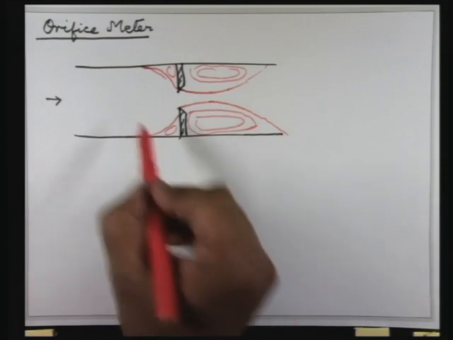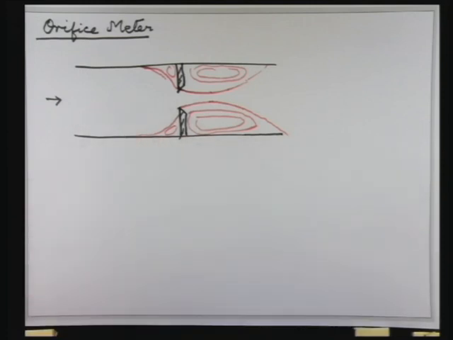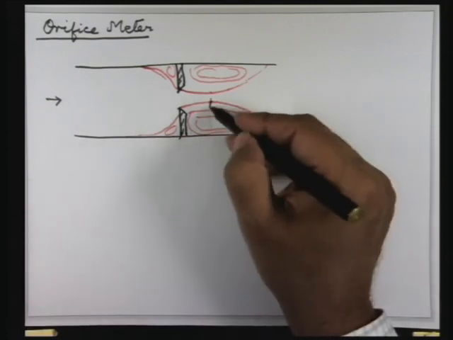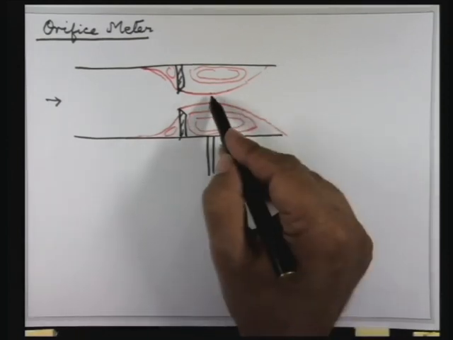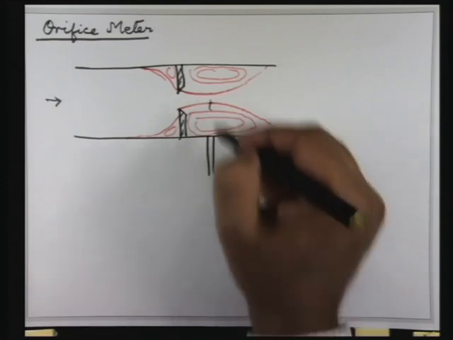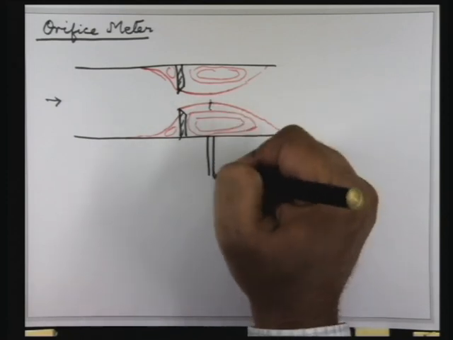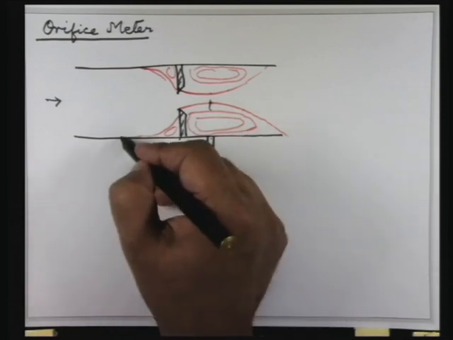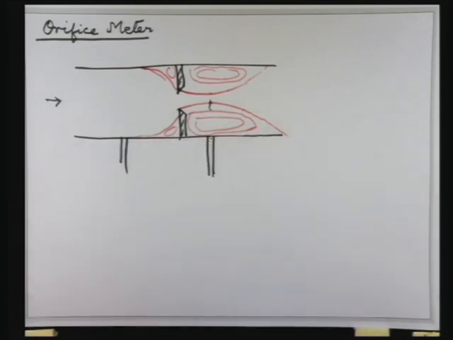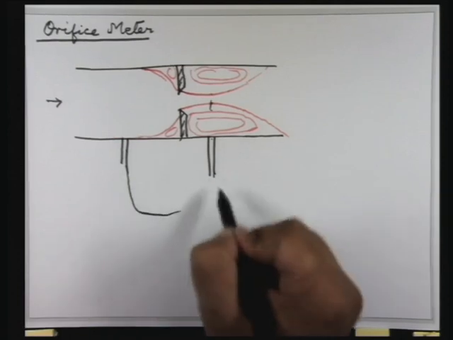Now what we will do is, we will put a static pressure tap here. If you can estimate where the vena contracta will be, of course this will depend on the flow rate or the Reynolds number, whatever it is, but suppose to develop the theory, we will put a static pressure tap here, and we will put a static pressure tap here, and connect it to a U-tube manometer.